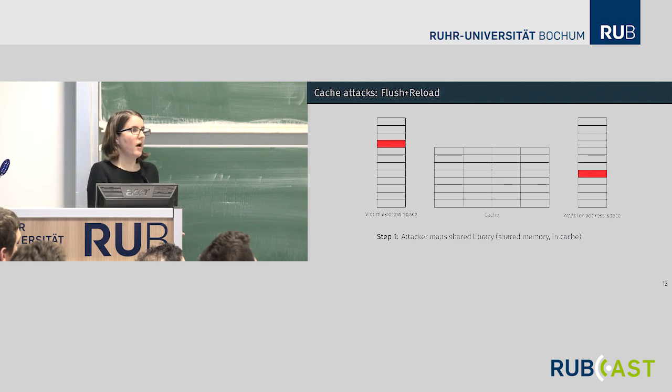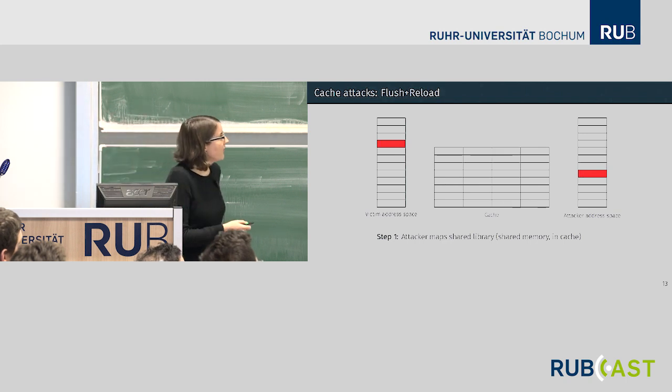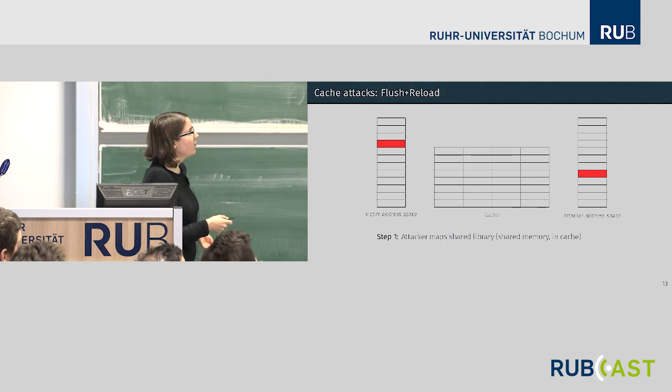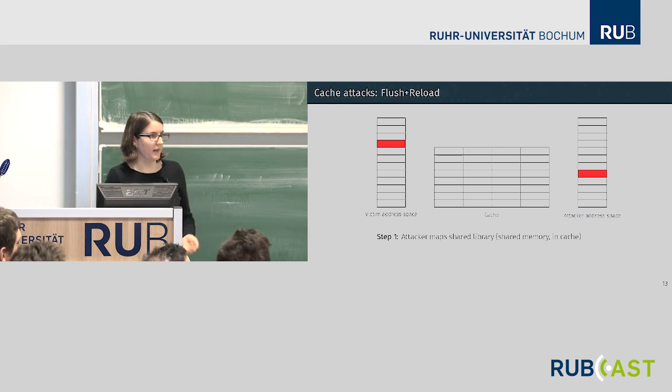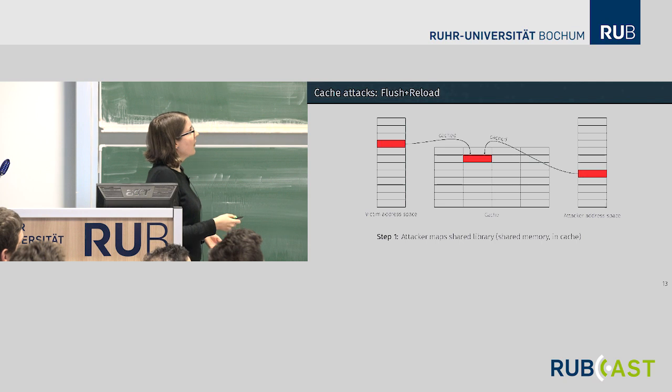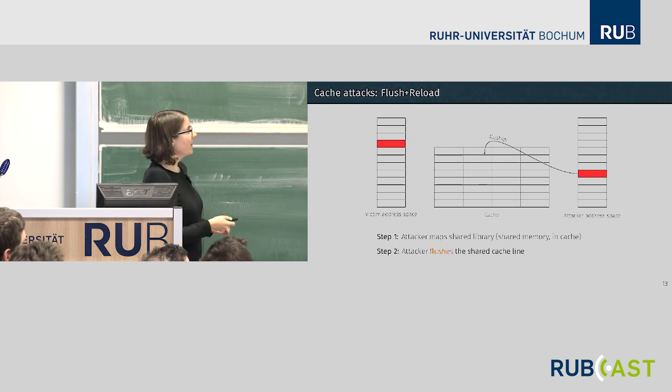So we have different types of cache attacks. The first one is called flush and reload. The important thing here is that we have some kind of shared memory between the victim and the attacker. That can be, for example, a shared library. If it's between virtual machines, that can be memory deduplication. So shared memory is also shared in the cache. If a cache line is cached for the victim, it will also be cached for the attacker and vice versa. The attacker starts by flushing this shared cache line, so it's neither in the cache for the attacker, nor in the cache for the victim.